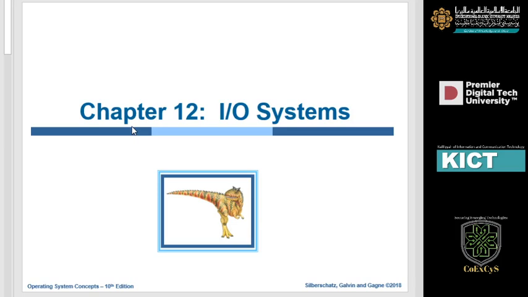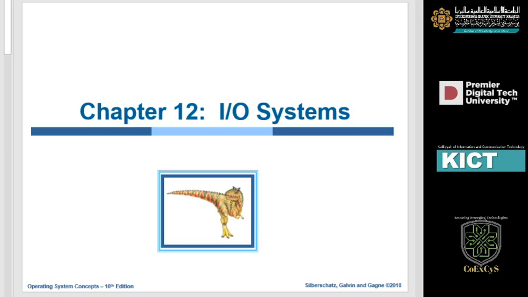The control of devices connected to the computer is a major concern of operating system designers today because I/O devices vary so widely in their function and speed. For example, we have the mouse, hard disk, flash drive, and tape drive. So there must be methods to control them. These methods basically form the I/O subsystem of the operating system kernel.